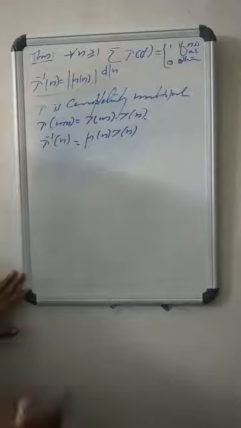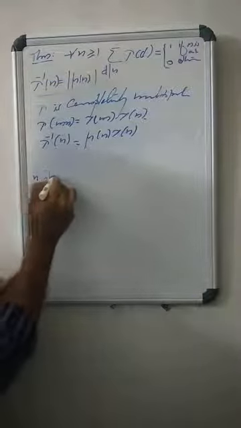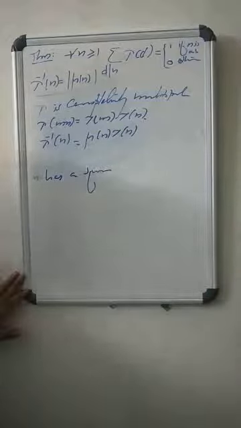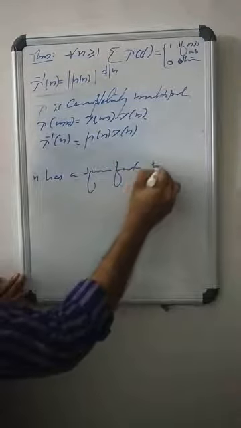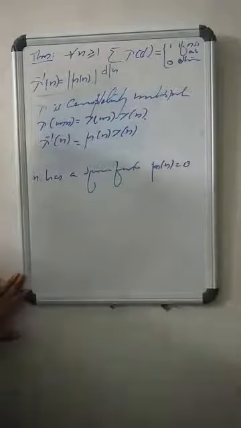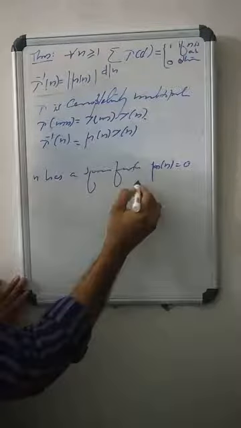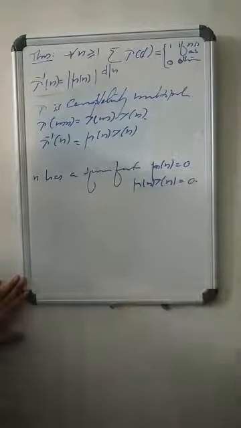What happens here? If n has a square factor, what about our mu of n? By definition, mu of n equals 0. Agree. If n has a square factor, mu of n equals 0. Therefore, the product mu of n into lambda n equals 0.